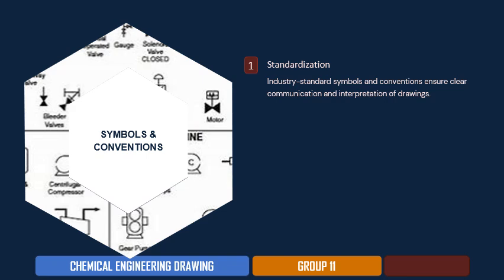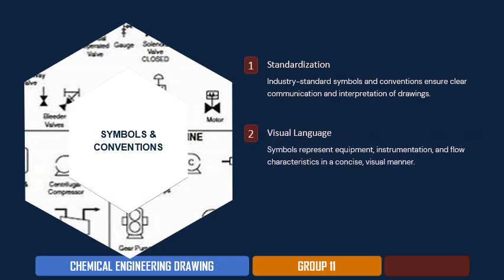Firstly, standardization. The world at large doesn't speak the same language, and for collaborations between individuals to be made possible, there is a need for a standard system of symbols and conventions which individual engineers, irrespective of their race or place of origin, can understand.